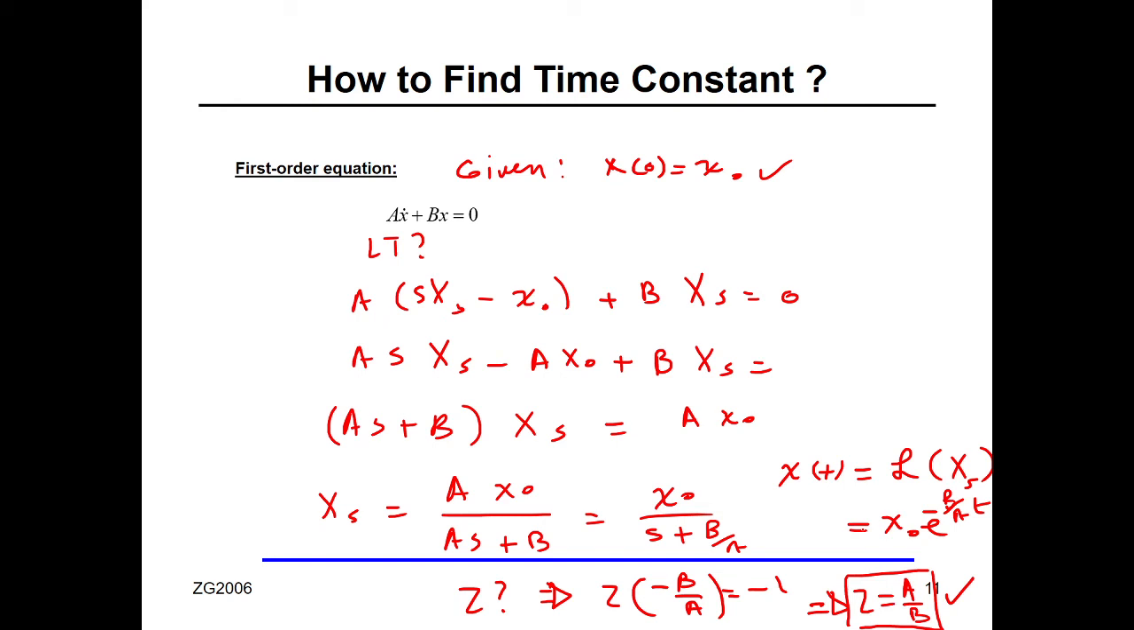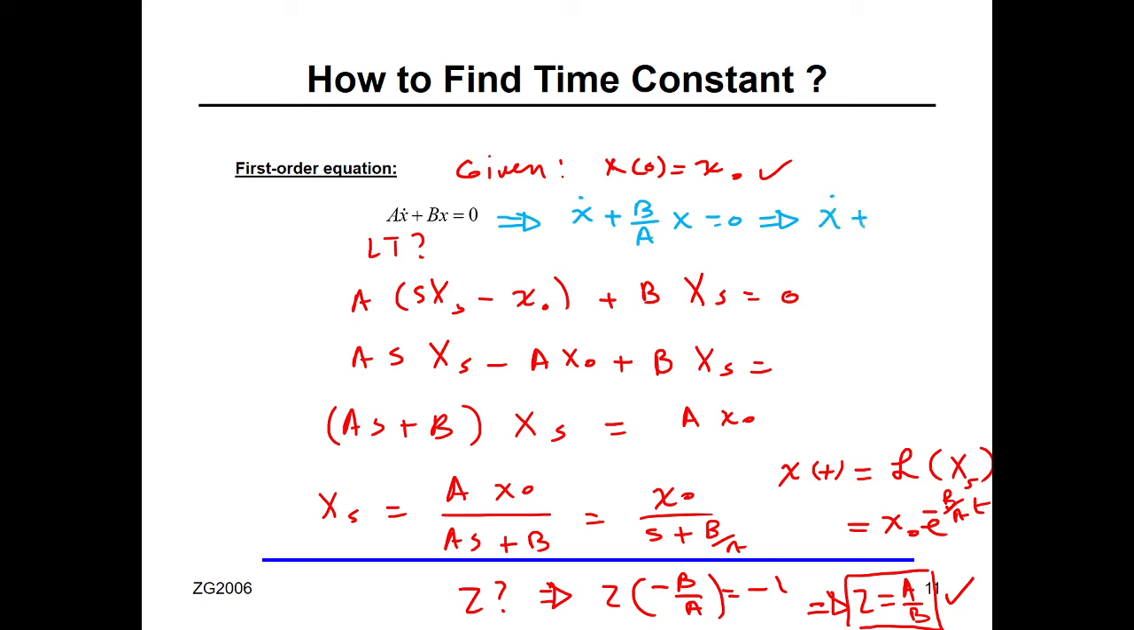Is there a short way? Yes, there is a short way. What's the short way? I will show you. Let me write it in a different color because you're going to need it later. Let me change the color to blue. Rewrite your equation in the standard form. How are you going to rewrite? Divide by the coefficient of x dot. So this is going to be x dot plus b over a, divided by a, x equal to 0. You see this form? We call this the standard form.